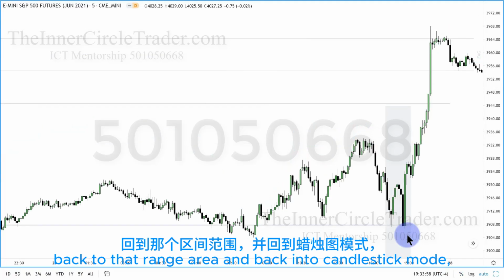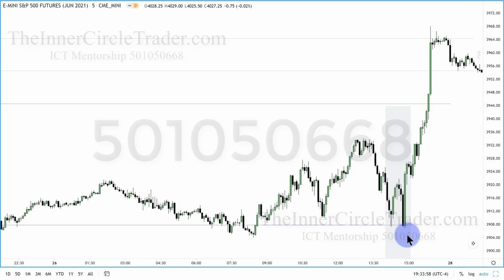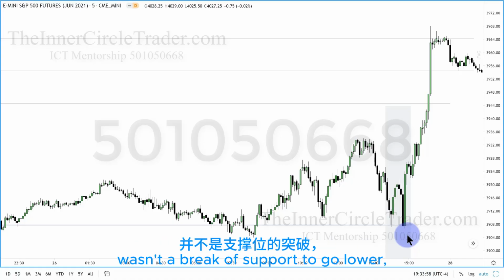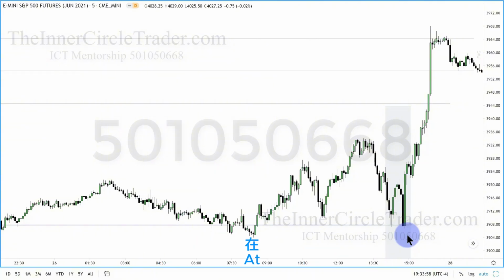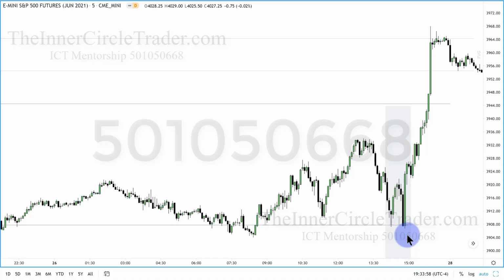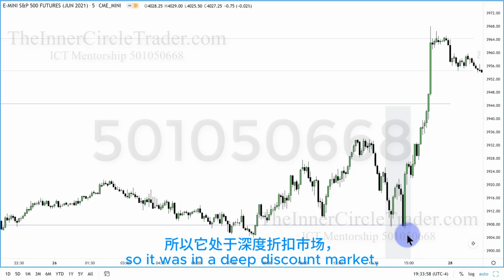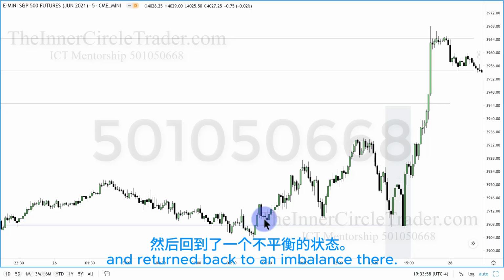So back to that range area and back into candlestick mode, you can see how that lower low in S&P wasn't a break of support to go lower. It was absolutely accumulation at the lower end of that bullish breakers range. So it was in a deep discount market. It has already taken out sell stops here and returned back to an imbalance there.